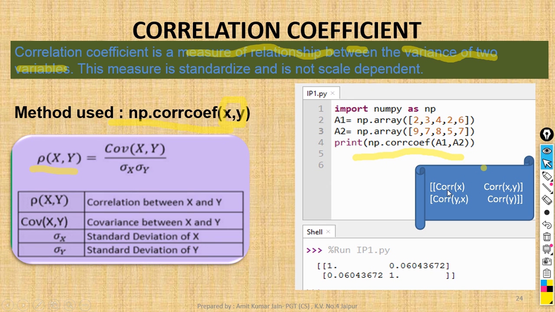The first part is the correlation coefficient of x, that is 1. Second, x comma y is 0.06, and at the end we have the correlation coefficient of y, that is 1. This is all about the NumPy array.